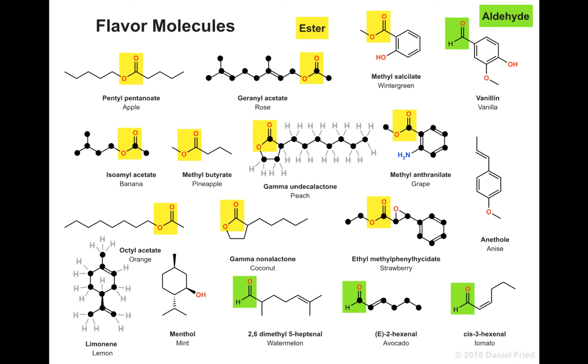Except for the vanilla, let's look at the ones on the bottom. What do all those molecules have in common at the bottom with the green aldehydes? They all have a vegetable-y sort of flavor to them, right? Tomato, avocado, watermelon is a fruit, but when you think about it, watermelon really has a vegetable-y, squashy flavor to it. Aldehydes are perceived as vegetable flavors.